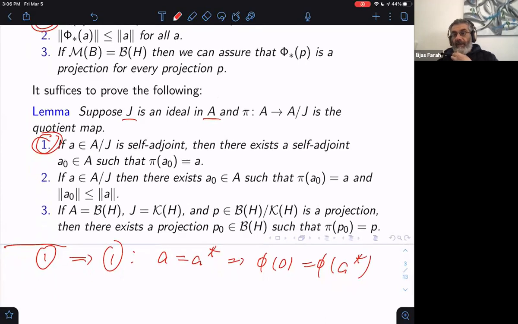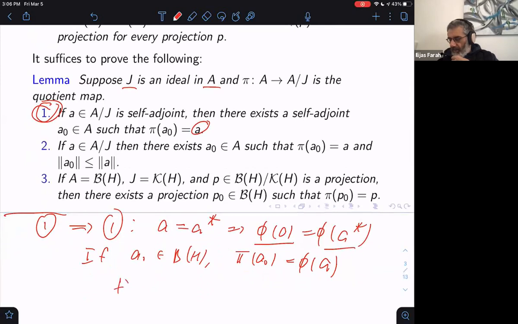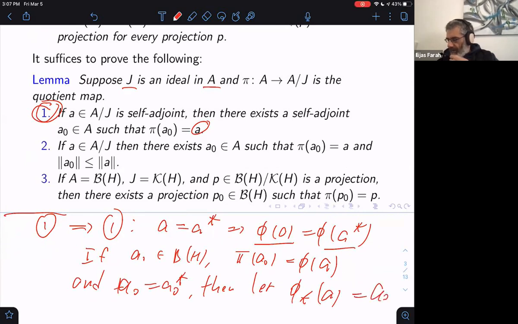And all that you need to do is lift this to a self-adjoint. So basically, this is going to be the A from here. If you can lift this, so if A0 is in B of H, such that P of A0 is phi of A, and A0 is equal to A0 star, then let phi star of A be A0, except that here I should have put a dot here, because this is really an image in the quotient map.